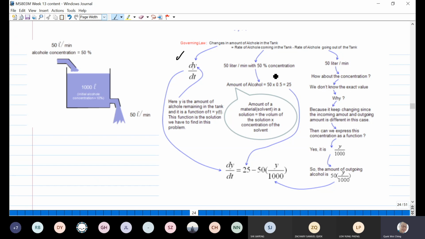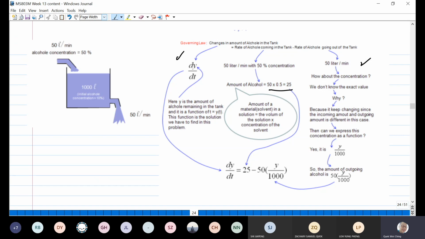Okay, 50 liter of solution go into the tank, of which 50% are alcohol. So therefore, you can find that this is 25 liter every minute. So the rate of change coming into the tank is 25 liter every minute. Okay, this is coming in. Then how much will go out here? Every minute 50 liter go out. They tell you every minute 50 liter go out.